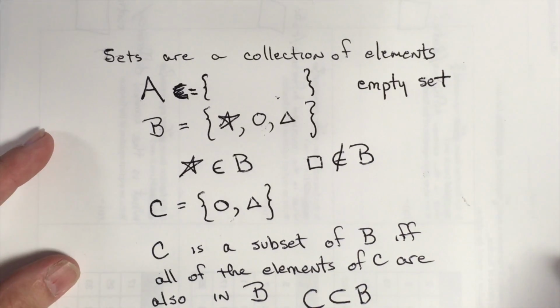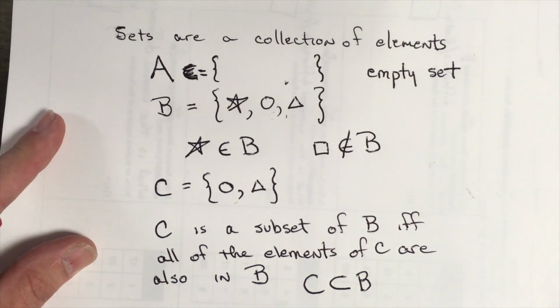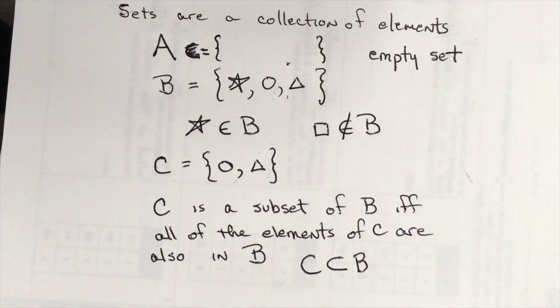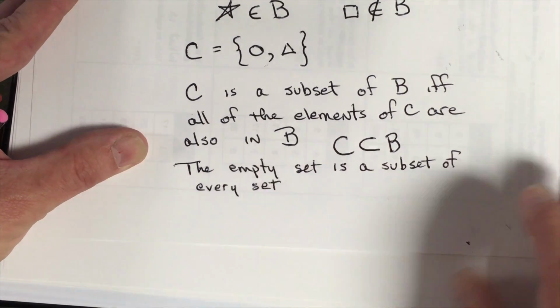Now, here's an interesting question. Is A a subset of B? We said that C is a subset of B if and only if all of the elements of C are also in B. If you looked at all of the elements in A, every one of them that you could see, which would be none of them, are also in B. So the empty set is a subset of every set.